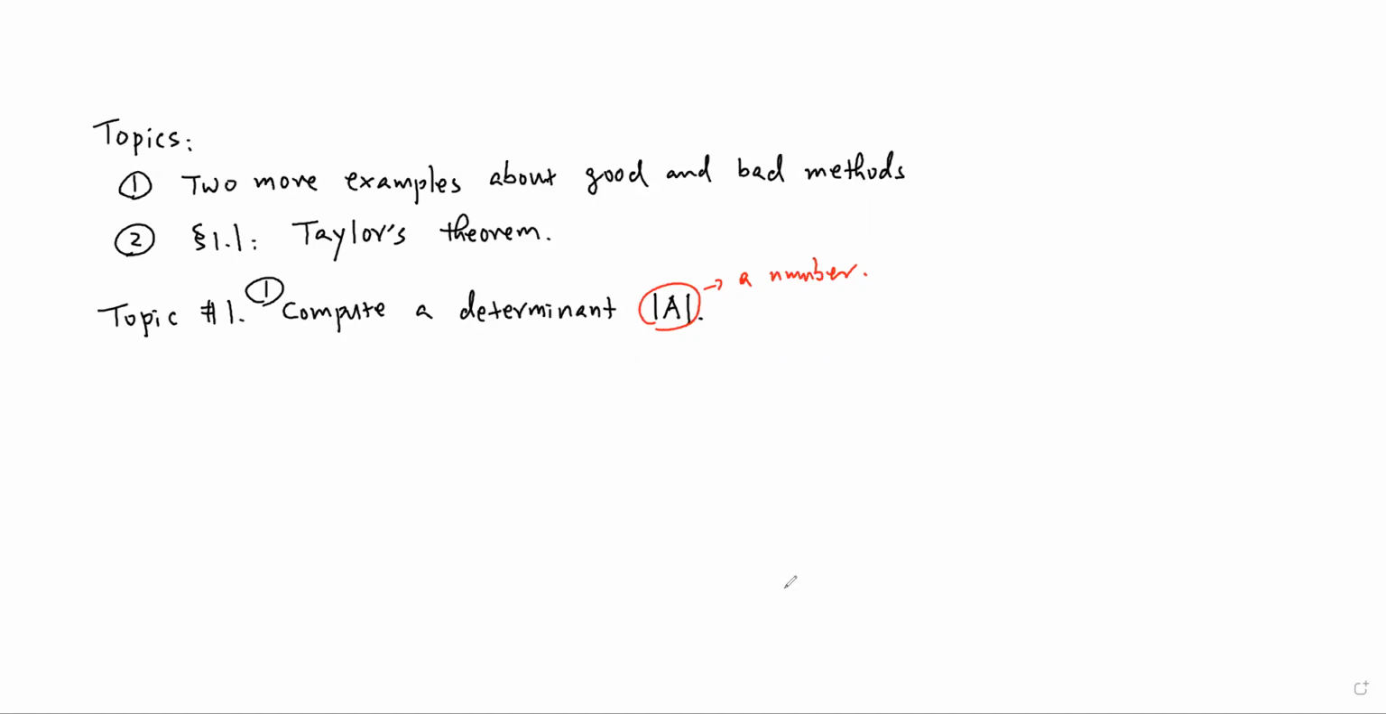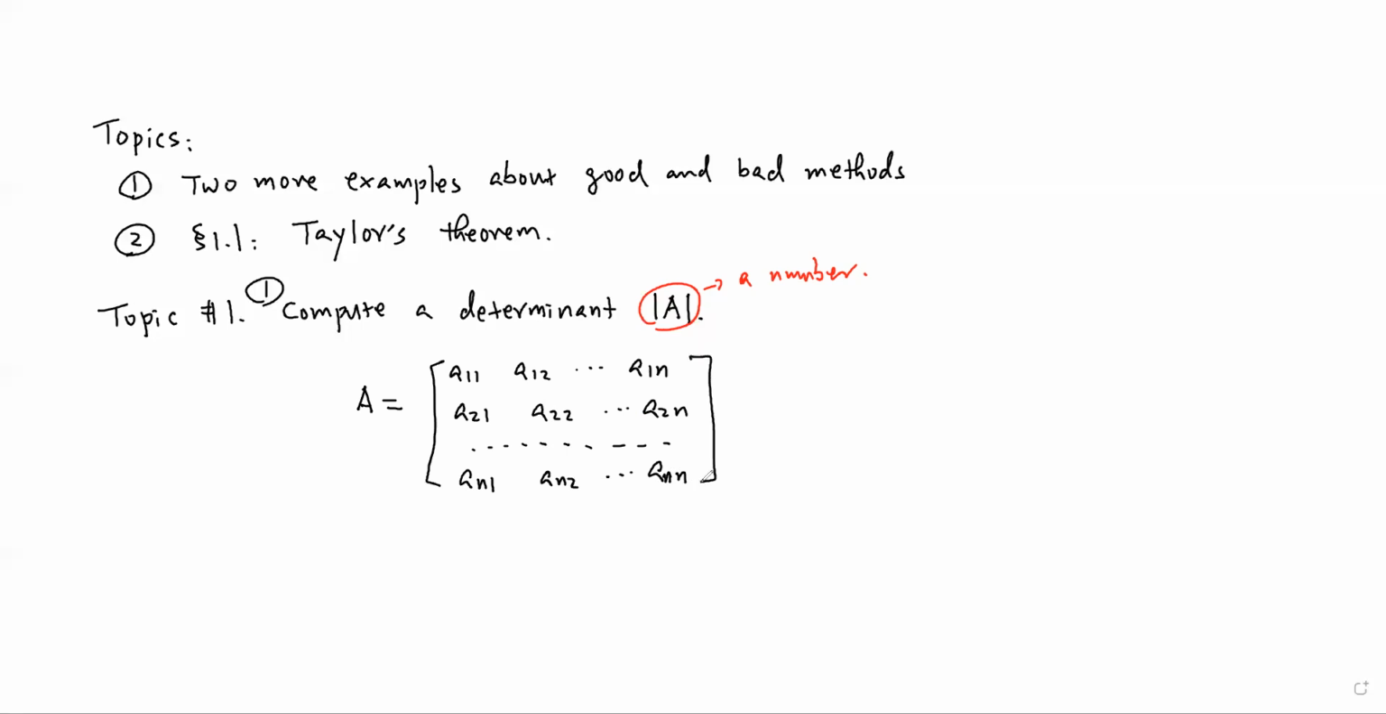Now suppose A is an n by n matrix. A is n by n. A11, A12, A1n, A21, A22, A2n, and An1, An2, Ann. An n by n matrix. To compute the determinant of a matrix, we have a formula.